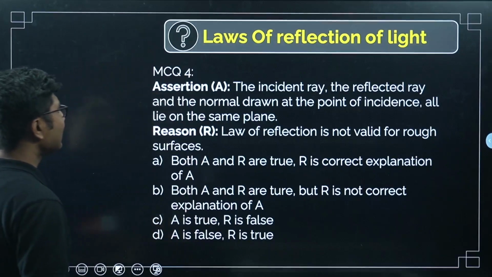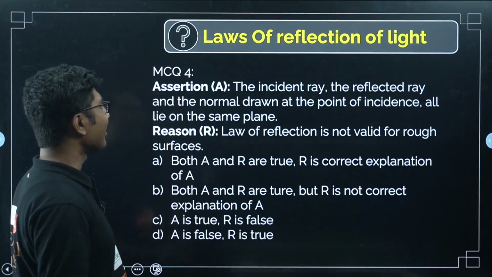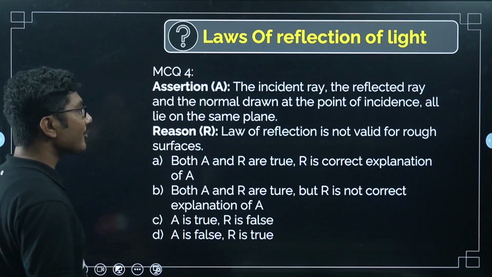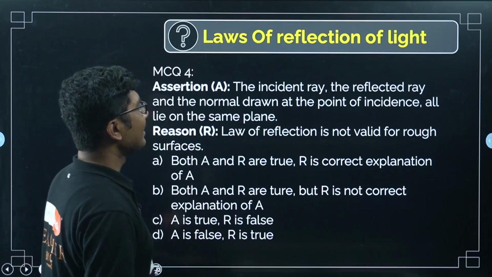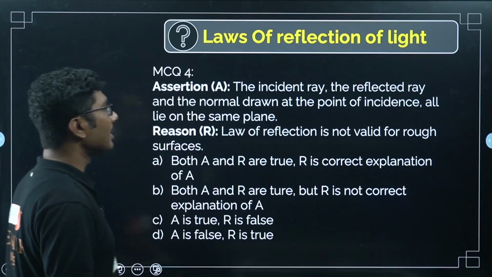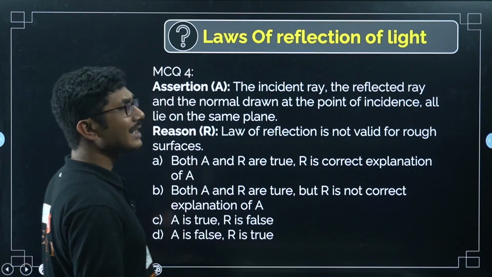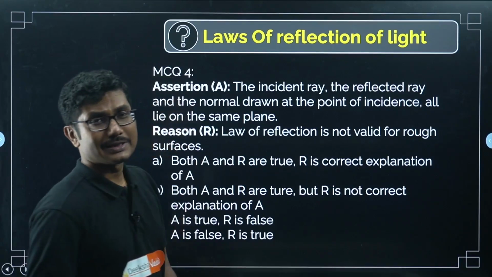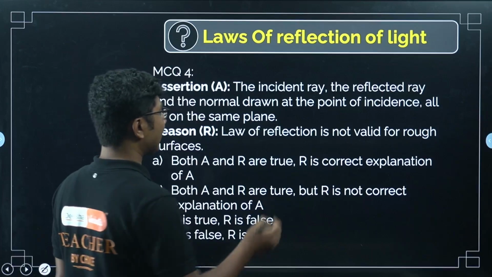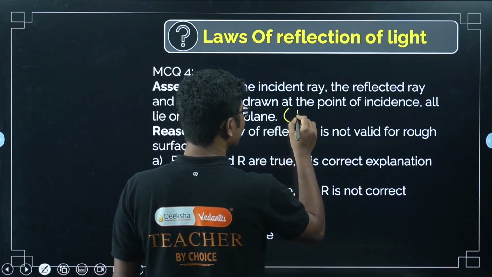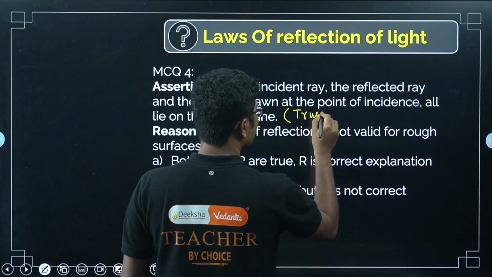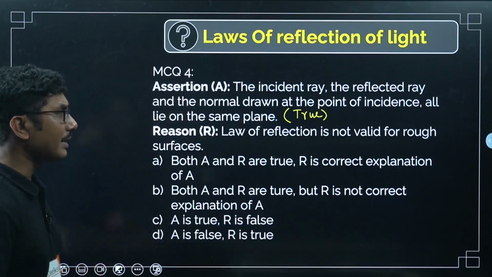Now let's look into the second law. To answer the second law, it is an assertion and reason based question. The incident ray, the reflected ray, and the normal drawn at the point of incidence all lie on the same plane. So is it correct? Yes, it is correct, because this is the second law of reflection. So it is a true statement. So whenever you see a true statement, write it true.